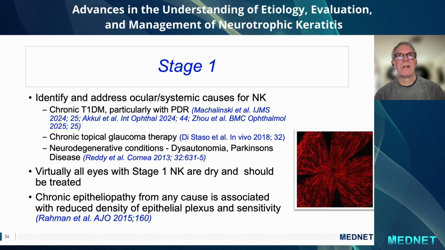Virtually all eyes with stage 1 NK are dry, and the dry eye component should be treated. And then chronic epitheliopathy from any cause is associated with reduced density of the epithelial nerve plexus and sensitivity. As Walter mentioned, there's a dynamic relationship between the corneal epithelium and the so-called basal epithelial nerve plexus, where if the epithelium is healthy, it's going to support the nerve plexus. If it's not, then the nerve plexus will degenerate.